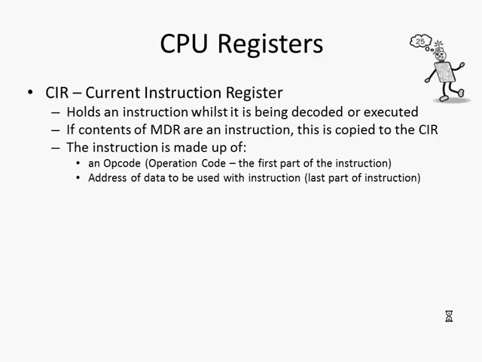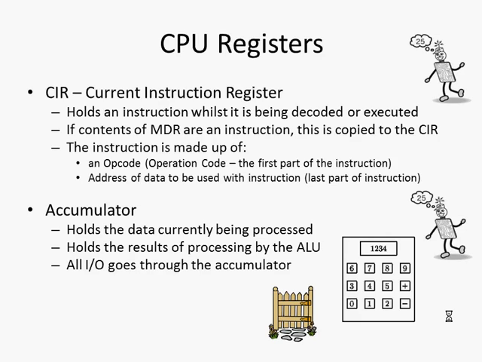The instruction is made up of an opcode, short for operation code, the first part of the instruction. So the 9 part, for instance, of 901 is the opcode, and the address of data to be used with the instruction. That's the last part of the instruction, the last 2 digits, the operand. And then of course we saw the accumulator, or calculator as it was termed in the LMC. This holds the data being processed, holds the results of processing by the ALU. All input and output goes through the accumulator. You saw that something was inputted by the user, it went straight into the accumulator. We had to go to the accumulator to get a value before it could be outputted.